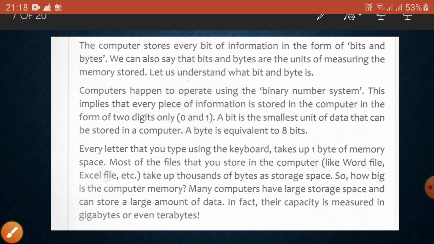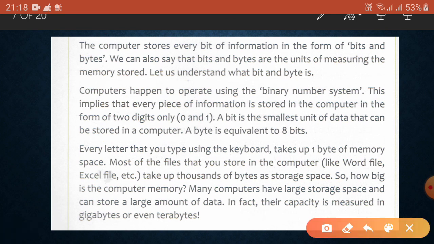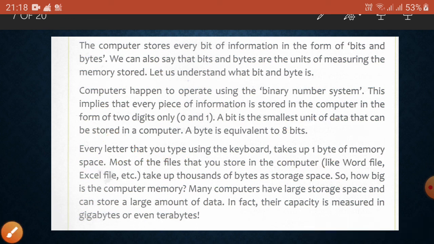So here you have to look for that statement. Every letter that you type using the keyboard takes up 1 byte of memory space. Okay, every letter takes up 1 byte of memory. Got it? You have to think about that. So suppose you have one file, a picture file or a word file, anything, it will depend on the space that is required.